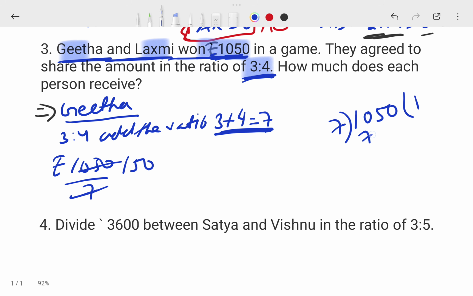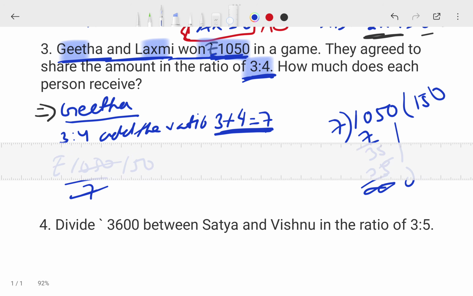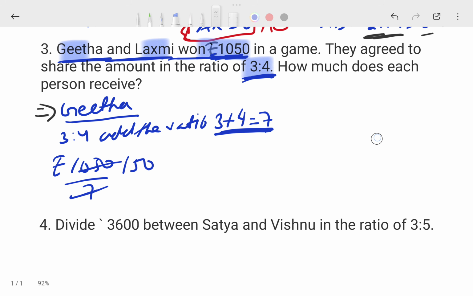7 on 10, 1 and 3 will be left. After that, 7 fives are 35. Okay, 35, it gets cancelled. 0 is there, 0 comes, so the answer is 150. So here what do we get as the answer? We get 150, after adding the ratio and dividing the money by the number.